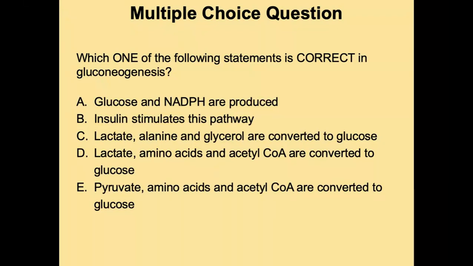Multiple choice question. So which one of the following statements is correct in gluconeogenesis? We have A, glucose and NADPH are produced. B, insulin stimulates this pathway. C, lactate, alanine and glycerol are converted to glucose. D, lactate, amino acids and acetyl-CoA are converted to glucose. Or E, pyruvate, amino acids and acetyl-CoA are converted to glucose. I'll just give you a moment to pause the video if you'd like to have a go at the answer.